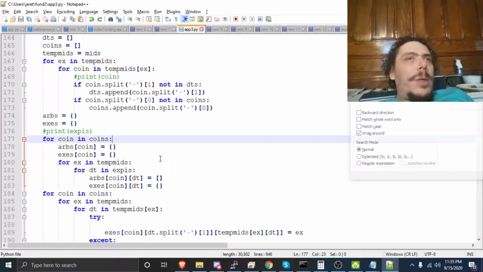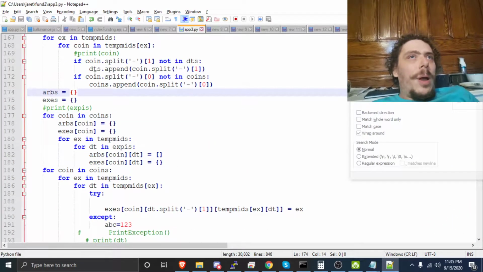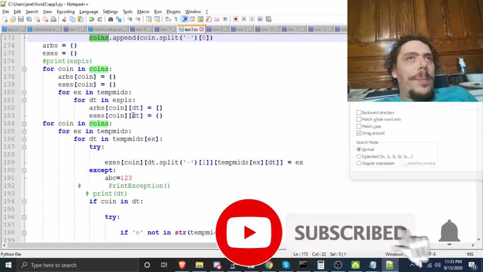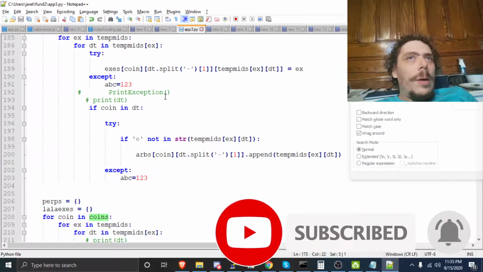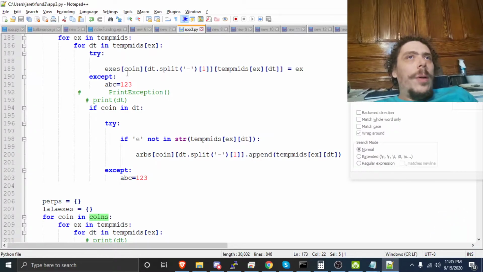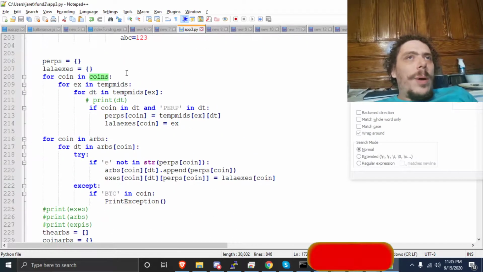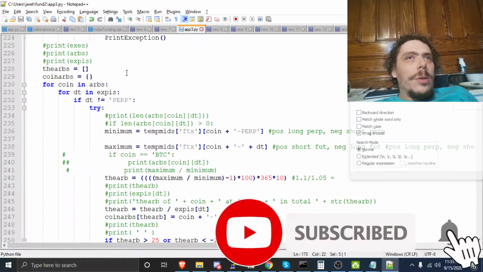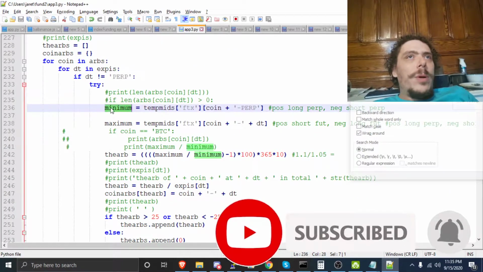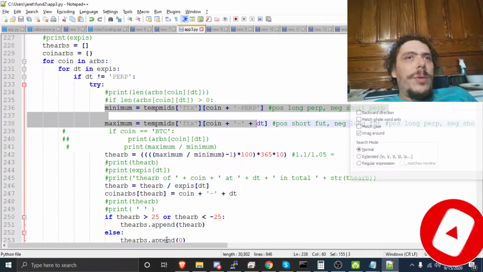After we know all of the expiries and all the different individual coins like Bitcoin or Ethereum, actually, this code is more about when we had more than one exchange. All right, so then what we do is we take the minimum and the maximum. So we take the two different prices.